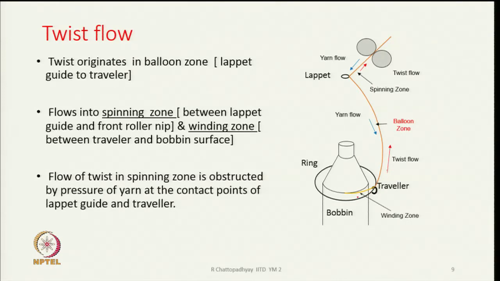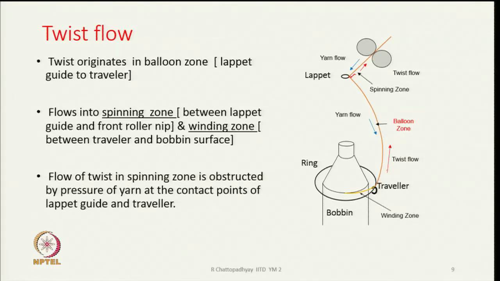Why is it happening? The twist originates in the balloon zone first, that is in between the lappet and the traveler, that is the loop which is rotating, and as a result, twist originates in this part of the yarn first. And when sufficient twist has accumulated in the balloon zone, the torque will be able to overcome the resistance to torque flow at the lappet guide. And therefore, this torque will flow into the spinning zone, and the yarn in the spinning zone also will be twisted.